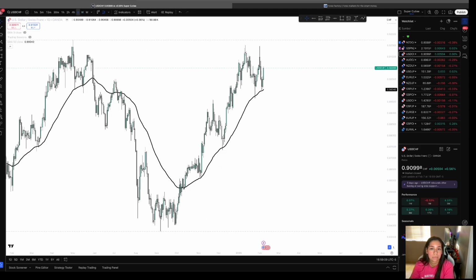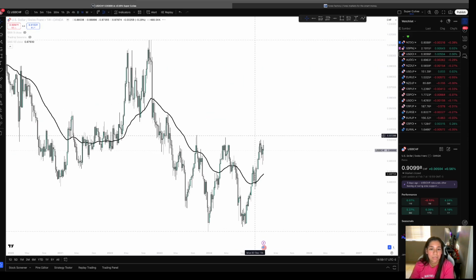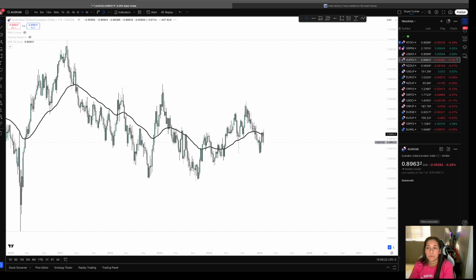Let's look at the daily. Yeah, we need that to come all the way back down. I don't like it. I don't know what's going to happen here. See, I don't like this sideways market. All right, so let's move on.